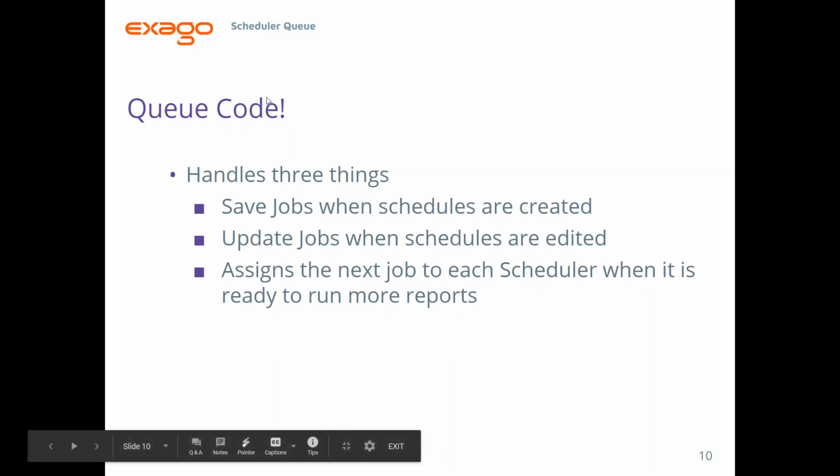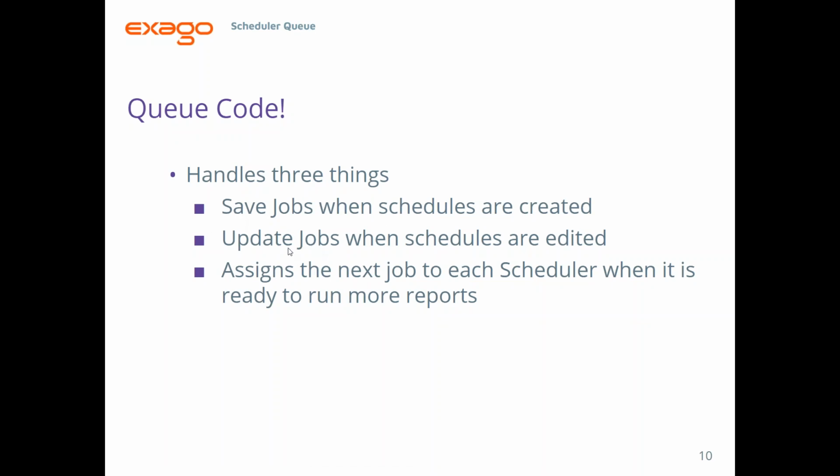Awesome. So specifically, the queue code is going to handle those handoffs. So we're going to handle saving jobs and updating jobs from the front end. And then the scheduler installation itself is going to use the queue to figure out what the next job it should run is and let it know when it's ready to run for more.